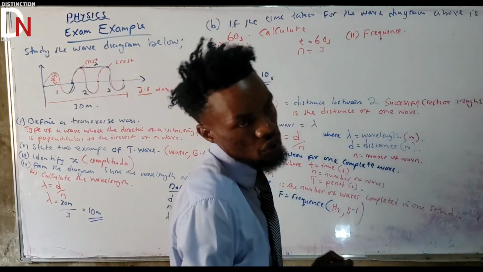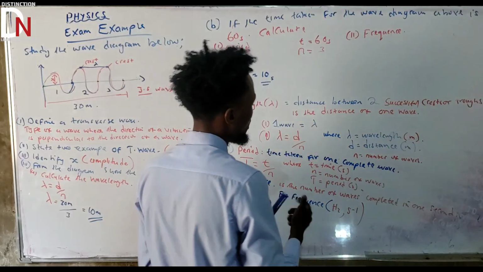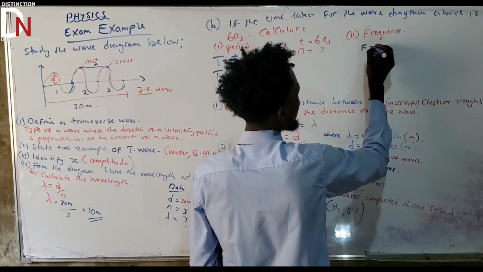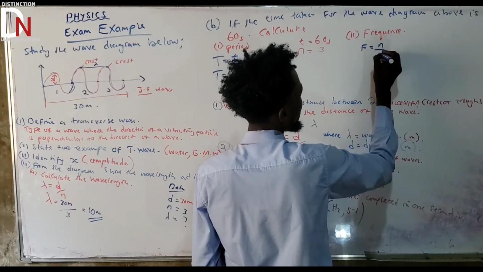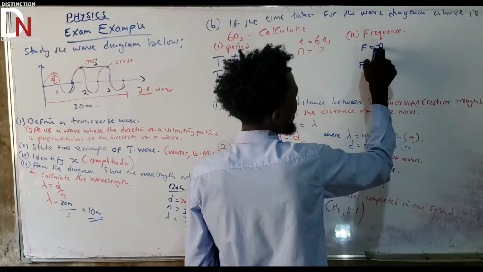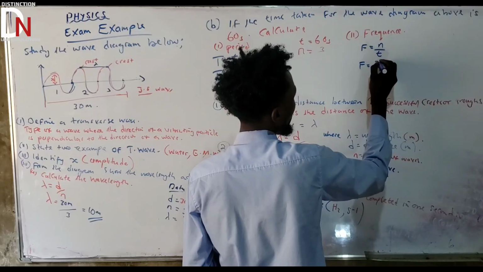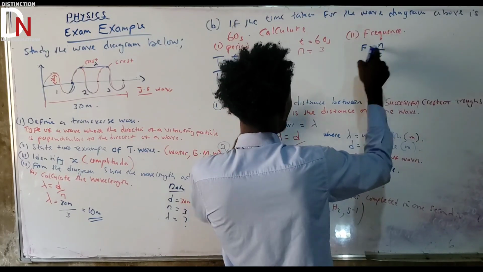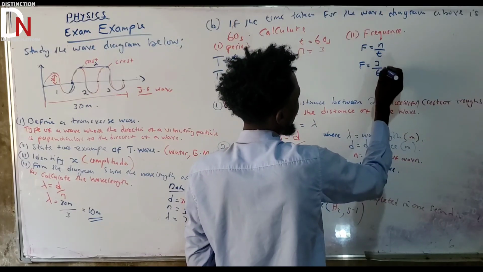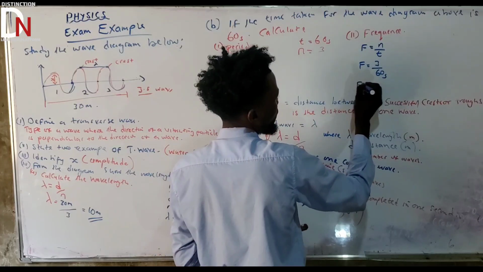Now frequency is going to have 2 formulas. Let's start with the simplest one, the one that I gave you here. Frequency is nothing but equal to number of oscillation over time taken. How many oscillations do we have? There are 3, so N is 3. And the other one is time, which is 60 seconds. Then you solve this one, okay?